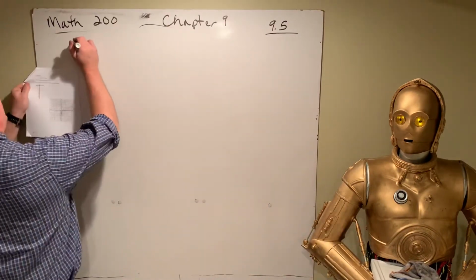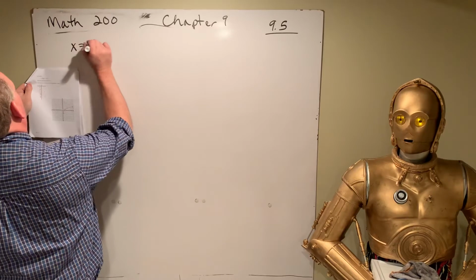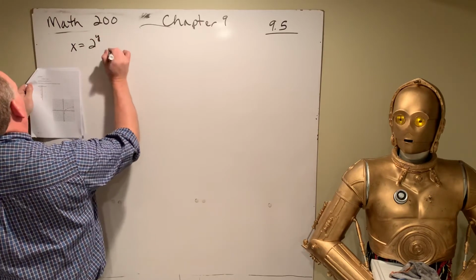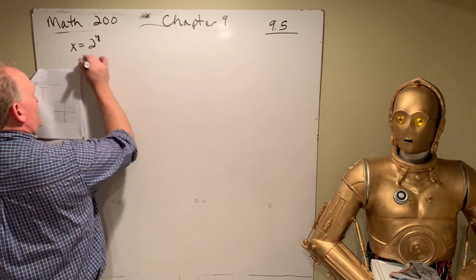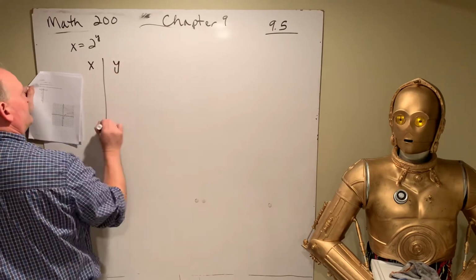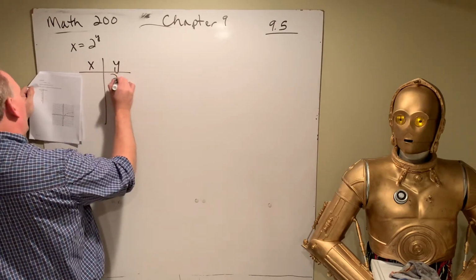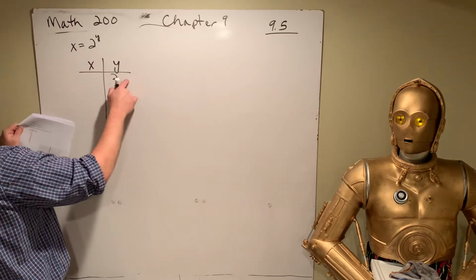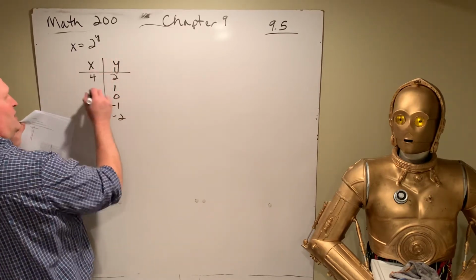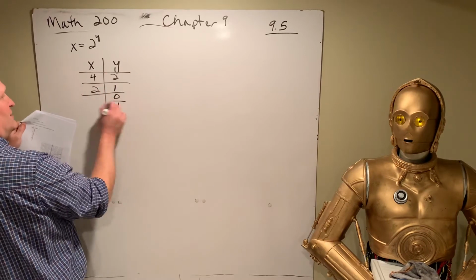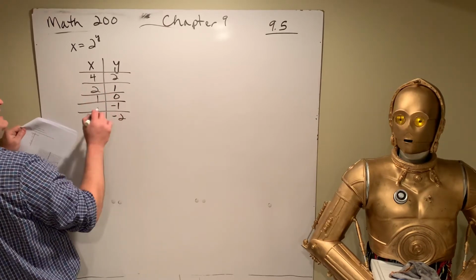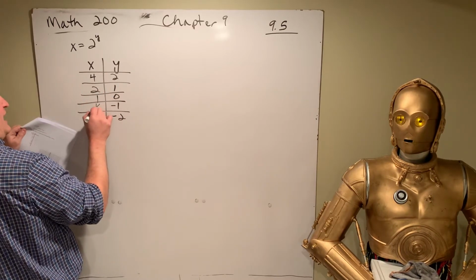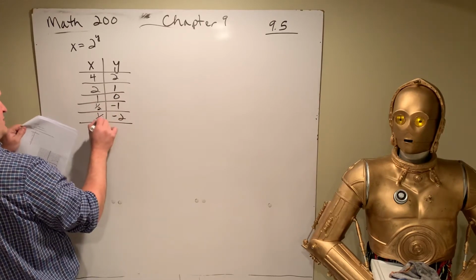So look, if I have x is equal to 2 to the y, and so that's x and that's y, I'm going to actually pick y's and put them in and figure out what x is. So when y is 2, x is 4. When y is 1, x is 2. When y is 0, x is 1. When y is negative 1, x is 1/2. Y is negative 2, x is 1/4.